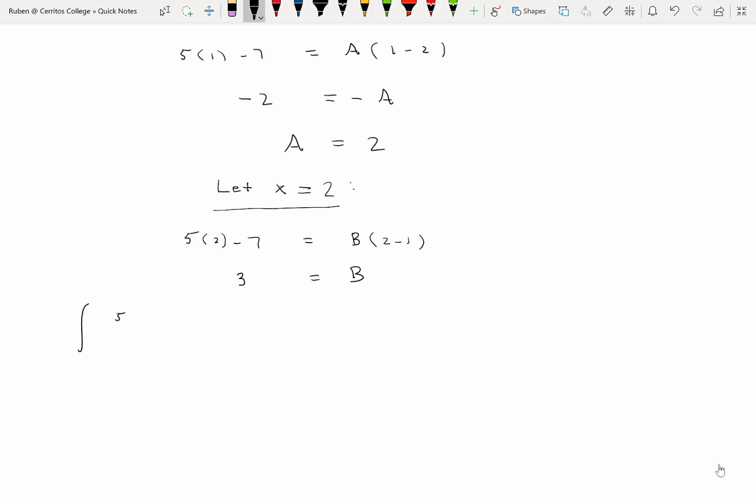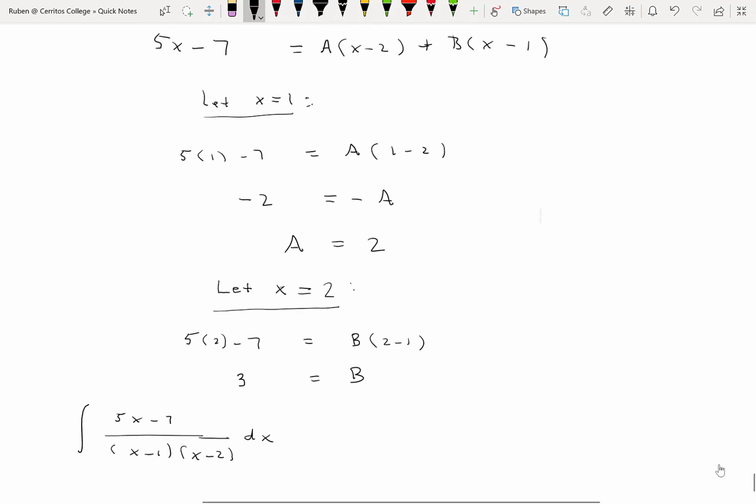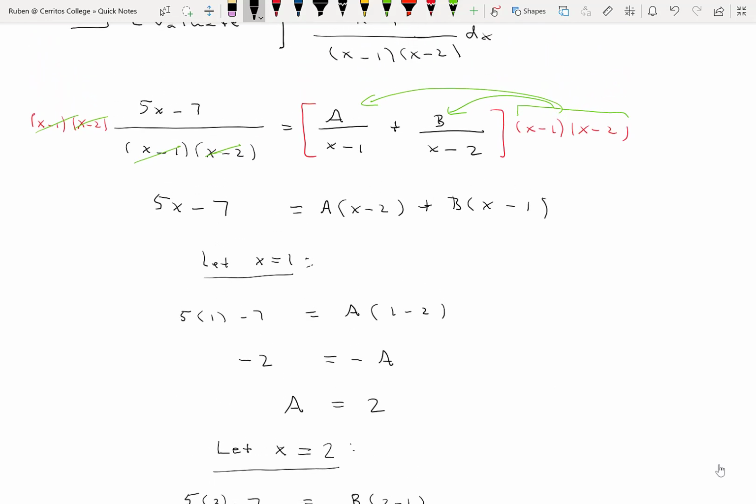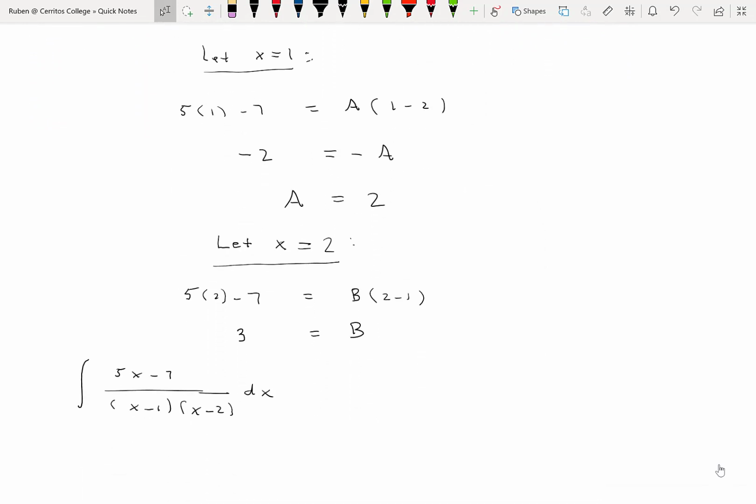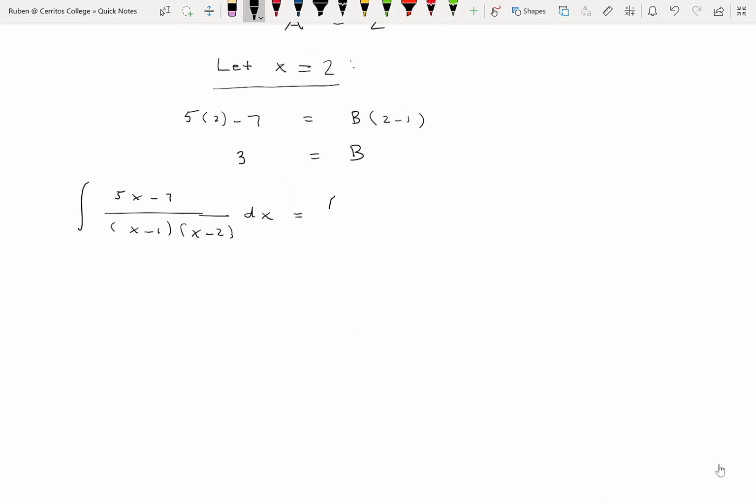So remember, I'm integrating 5x minus 7 over x minus 1 times x minus 2 with respect to x. And I know the two constants a and b are 2 and 3 respectively. So it's 2 over x minus 1 plus 3 over x minus 2. So this becomes the integral of 2 over x minus 1 plus 3 over x minus 2. And those two integrals are extremely simple.